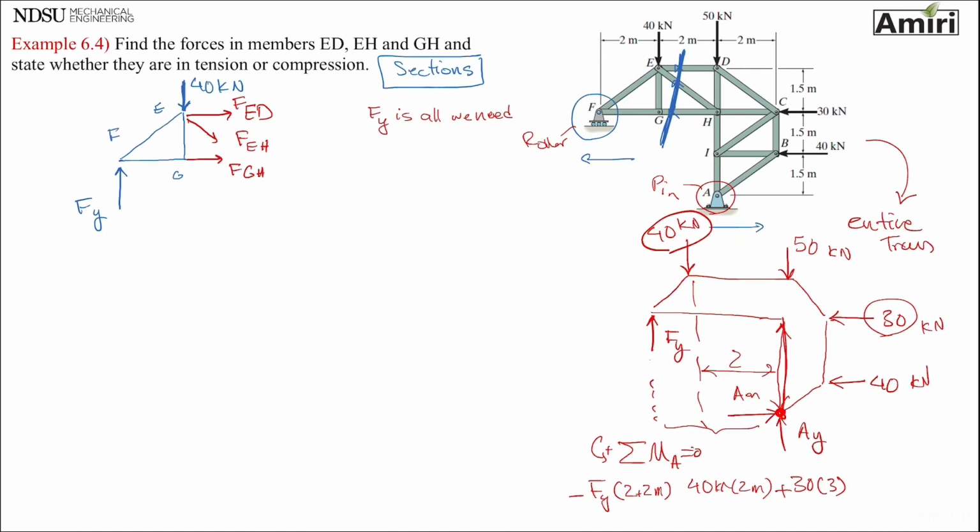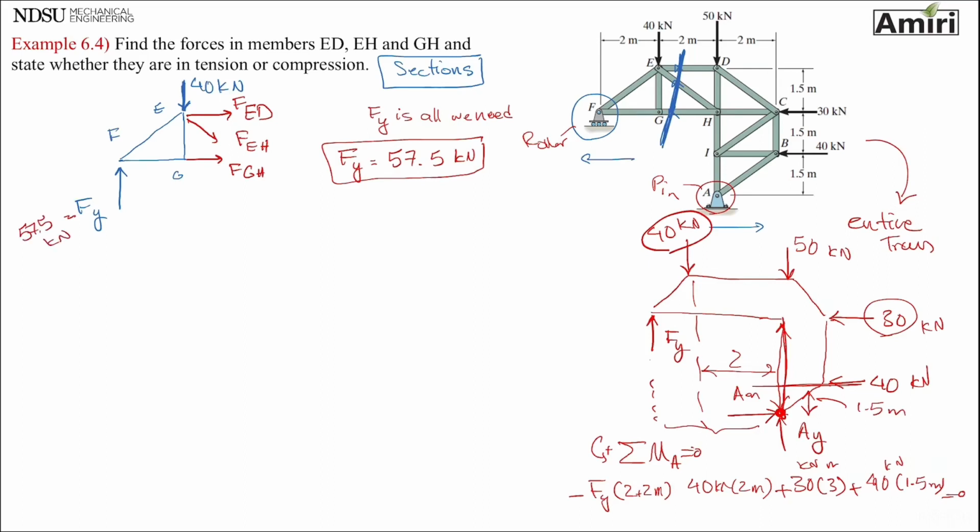And the last force I have, the distance between point A and its line of action is right here, which is 1.5 meters. So 40 times 1.5 kilonewton meters, and that's also plus. So this will give you Fy of 57.5 kilonewton. Okay, that's all I care about. So now I have 3 unknowns: ED, EH, and GH. The 3 that the problem asked me to find.